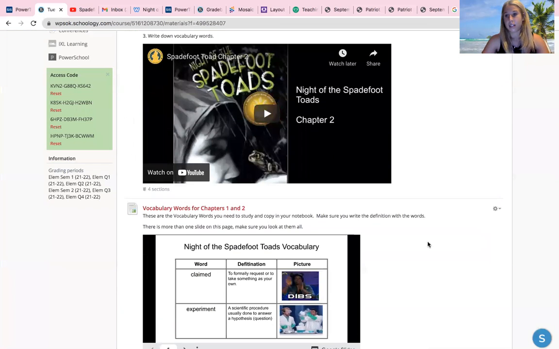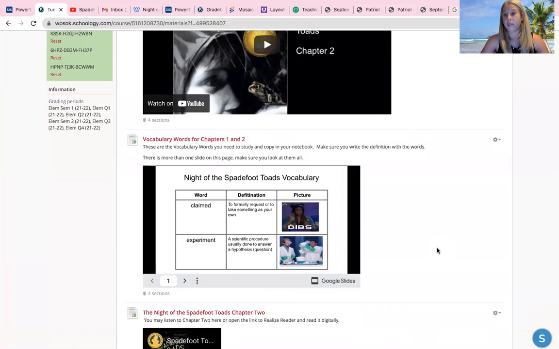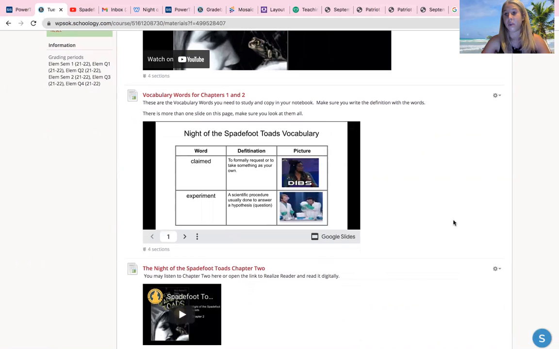You'll also have to write down the vocabulary words because you will have a quiz on Thursday. I've made this little table, or Mrs. Wilhite and I have made this little table with the vocabulary words of chapter 1 and 2. And I know there's a spelling error here. I'm very sorry. We actually can't go back and edit it because it's blocked. So please do not ever copy that word for definition that says definition.